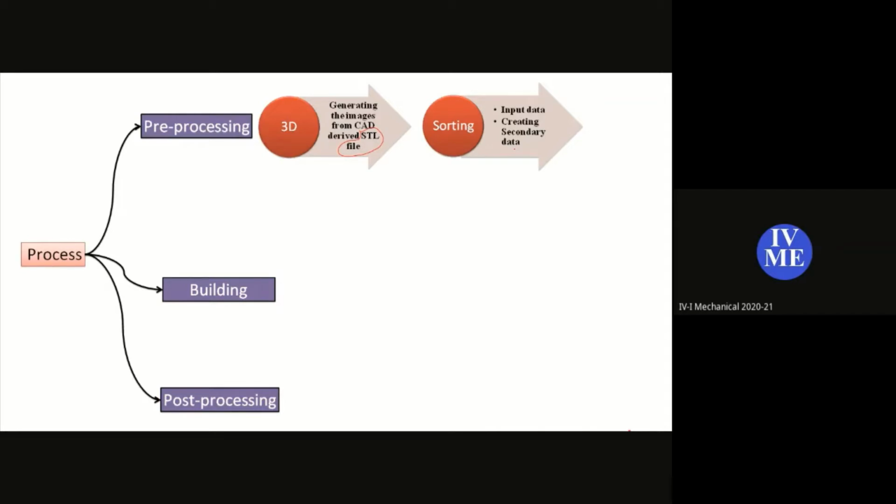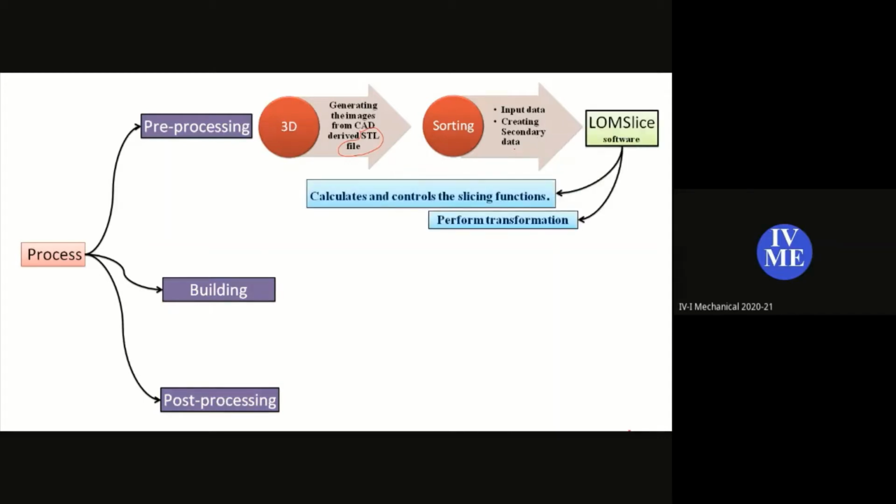That data has to be sorted out. So in the sort out process, we take the input data, that is the STL file data, and then create the support structure data. That is the pre-processing. This input data and secondary data creation is controlled by the LOM slice software. So what I said, input data and creating secondary data, is nothing but the supporting structures. These two are controlled by the LOM slice software.